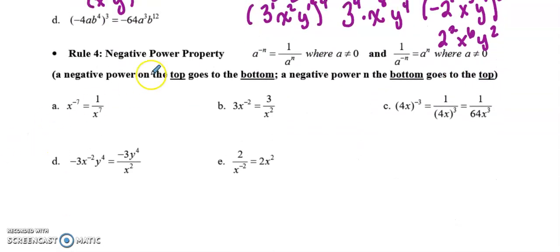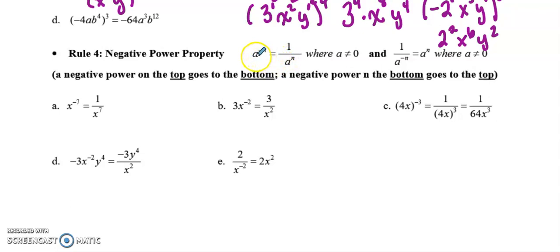All right, rule number 4 is the negative power property. Okay, so exponents are happy. We always want happy exponents. What does that mean? That means in our final answer, we're never, ever, ever going to have negative exponents, all right?